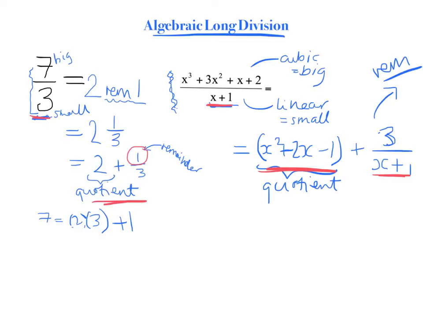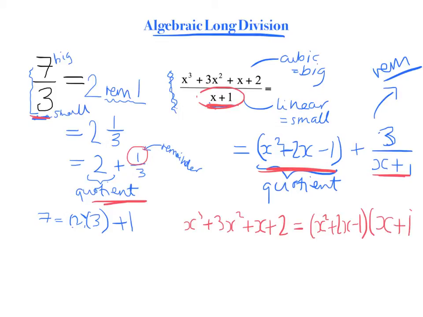Okay, so then if we want to write it in a nicer way, we could write it as x cubed plus 3x squared plus x plus 2 equals, I don't have enough room, but we'll have x squared plus 2x take 1, multiplied by, because we're multiplying everything through by x plus 1 now, so we get x plus 1 there, and then plus 3. So you can fill that in on your sheet.